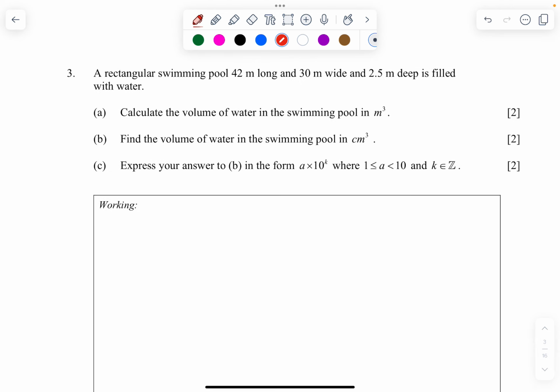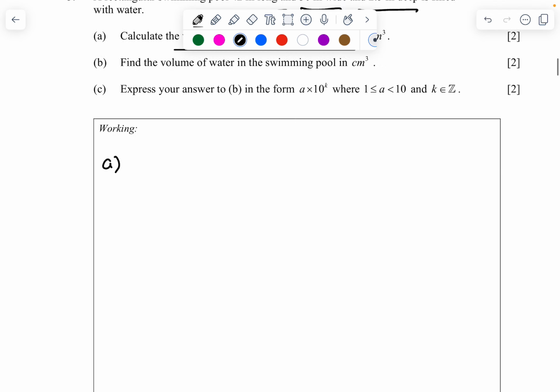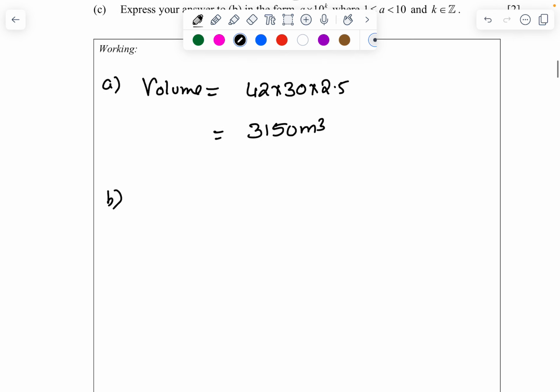Coming to the next question, question number 3. A rectangular swimming pool 42 meters long, 30 meters wide, 2.5 meters deep is filled with water. Calculate the volume of the water in meter cube. So volume is going to be 42 times 30 times 2.5, which is going to be 3150 meter cube. Find the volume of the water in centimeter cube. So 3150 times 100 cube, which is going to be 3150000000 centimeter cube.